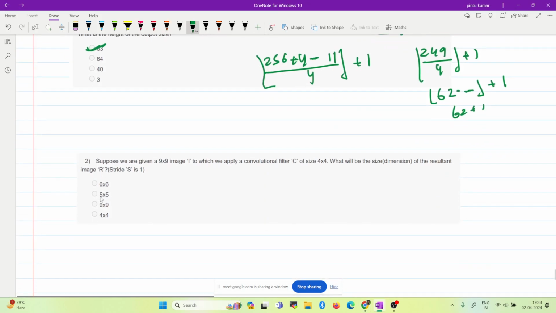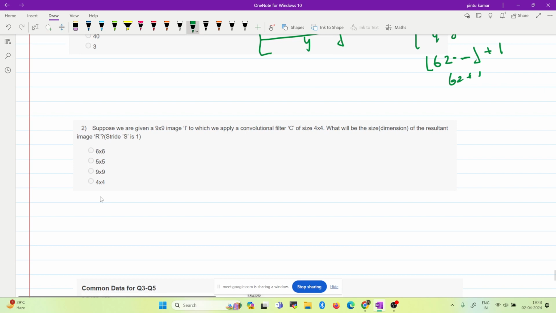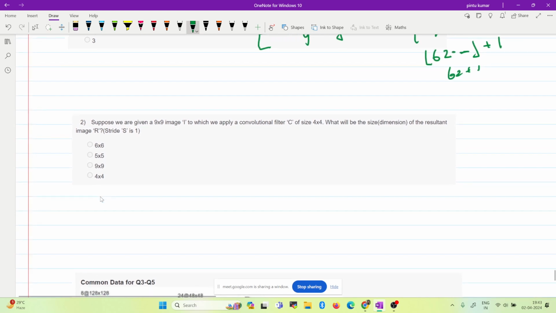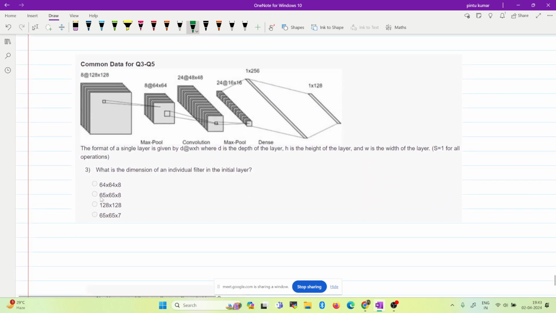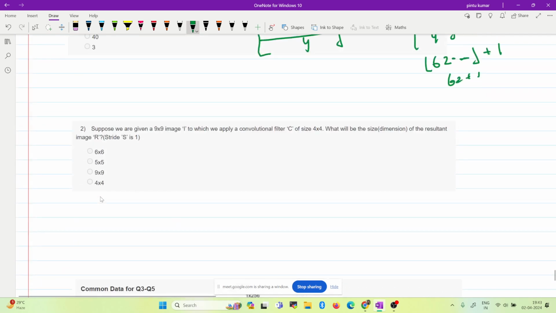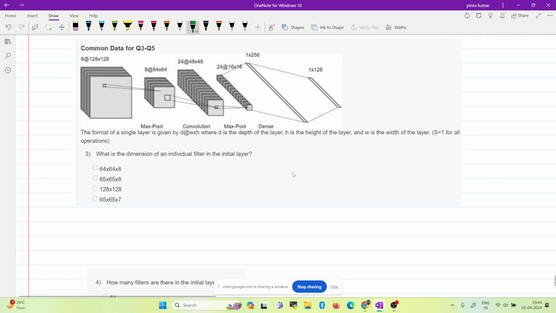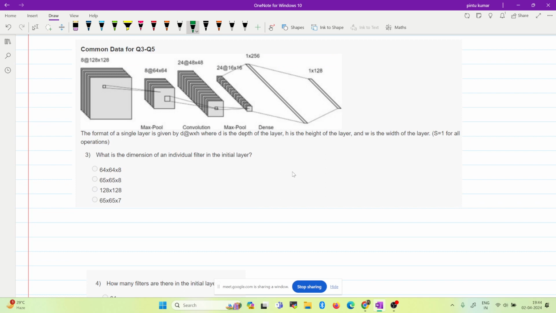Okay. So this is also a similar question, so we can skip this question. This is also pretty similar. So you have a 9 cross 9 image and the filter is of size 4 cross 4. What is the resultant dimension? So 9 minus 4 plus 1 should be 6 cross 6. Nothing much to do over here. Okay. So you can read this question. This is also similar. So you can attempt one of them.